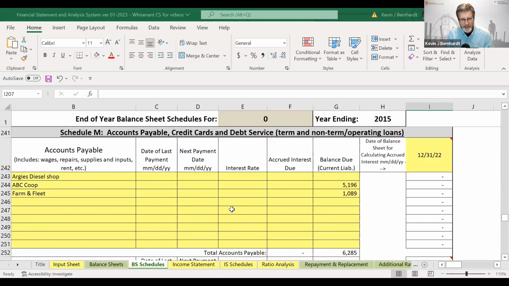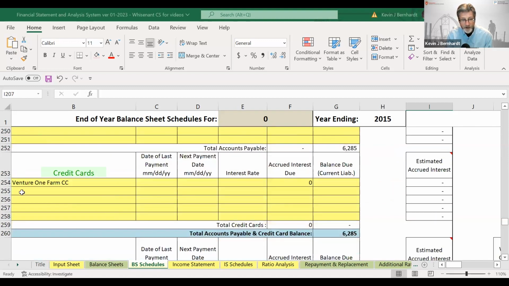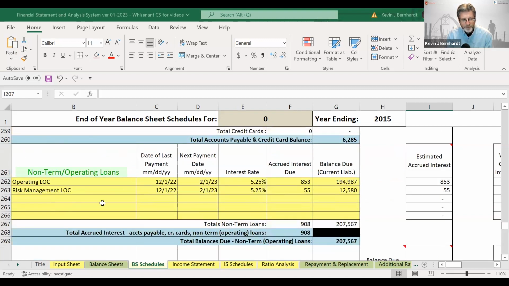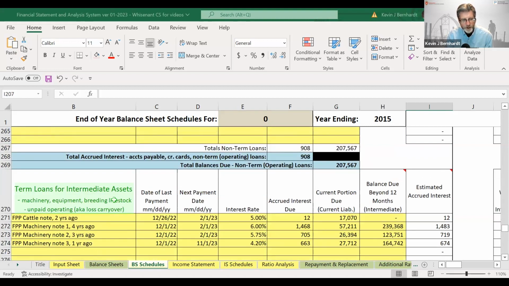And Schedule M has several different sections. Now, if you watch my cursor, I'll circle these. It has an accounts payable section. It has a credit card section. It has a section for operating loans, those loans that are due within the next 12 months. It has a section for term loans for intermediate assets.